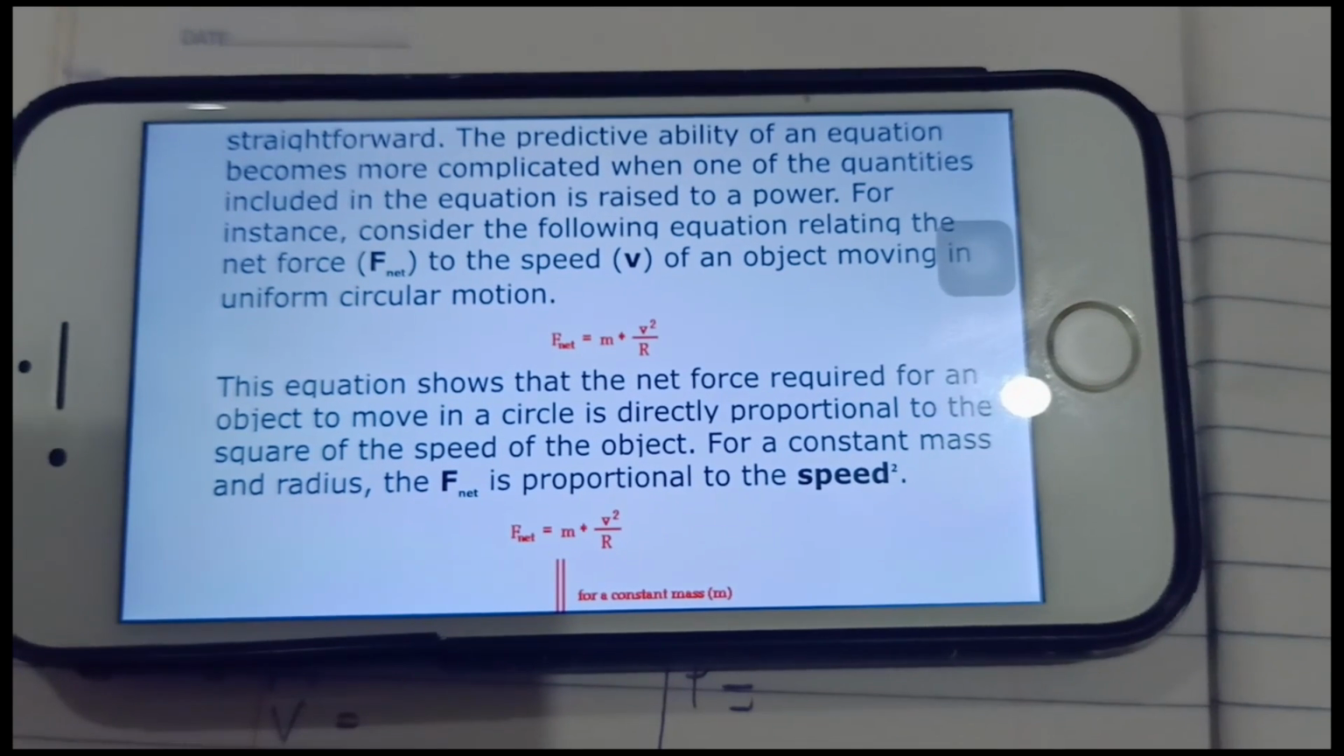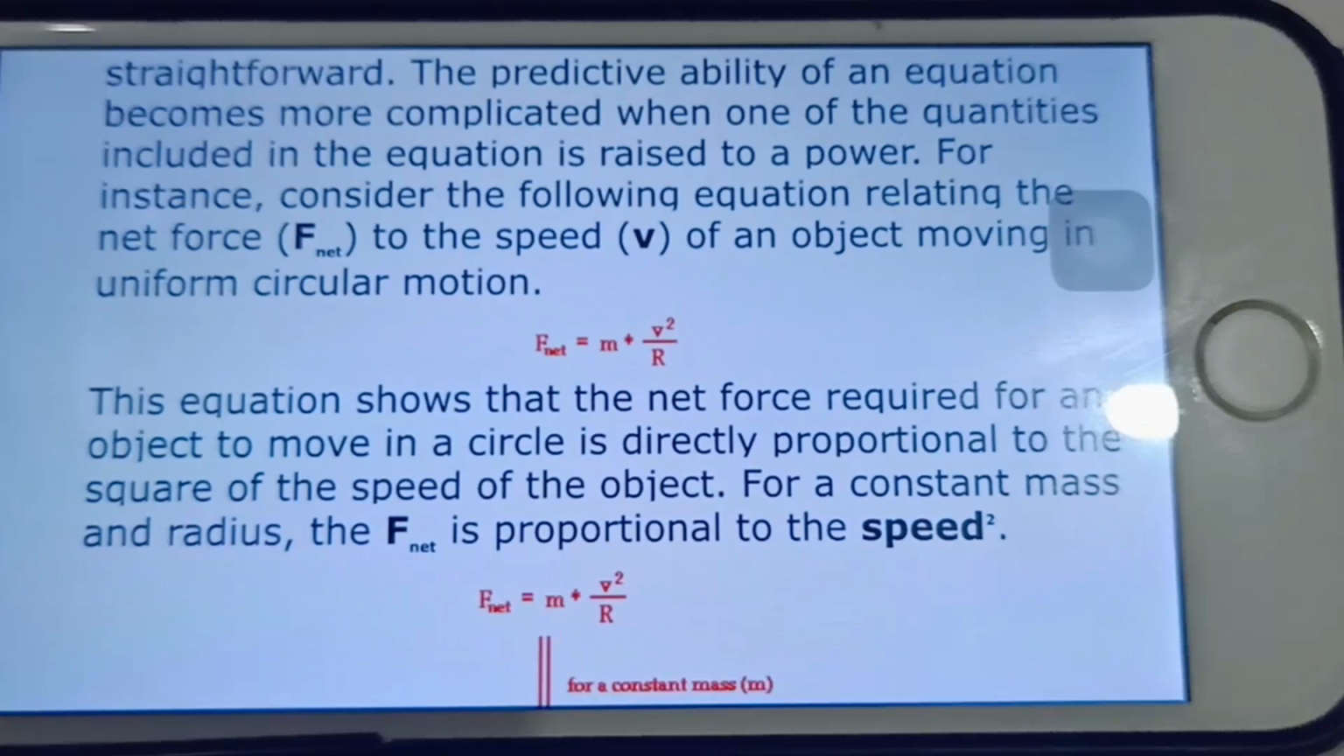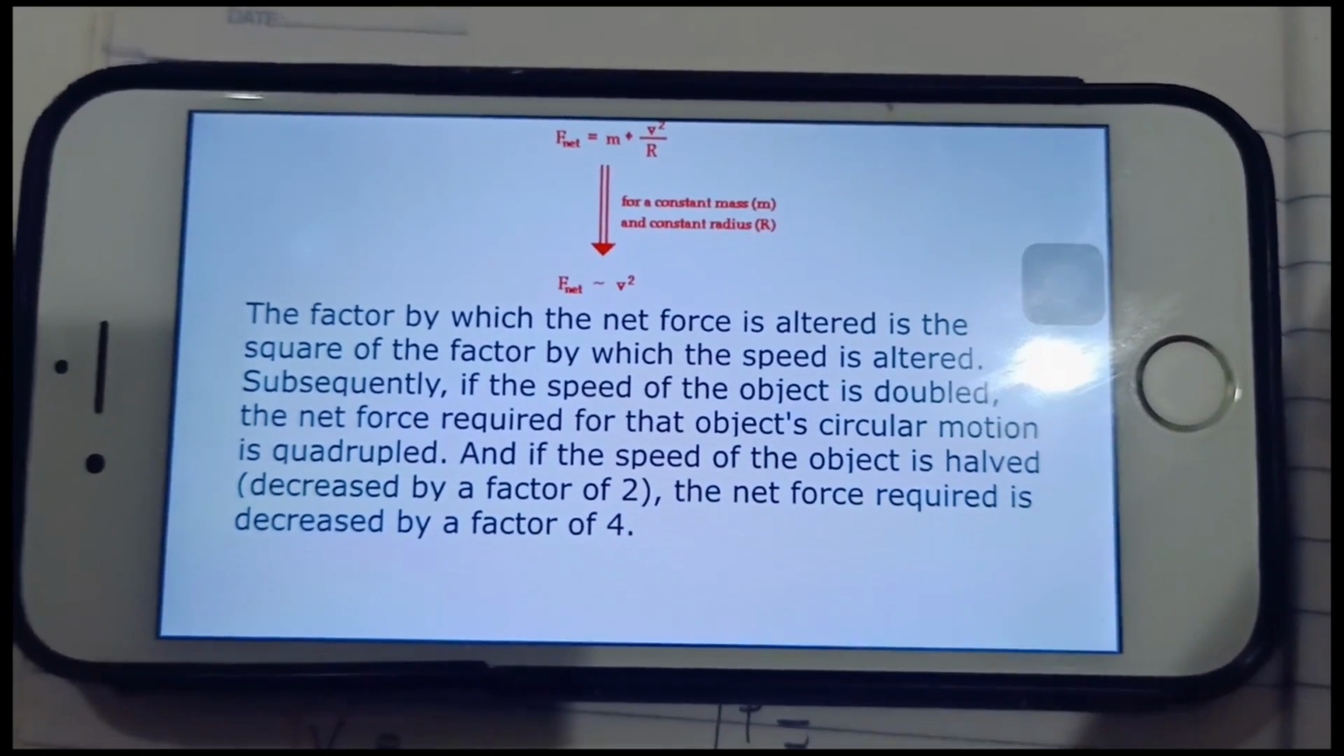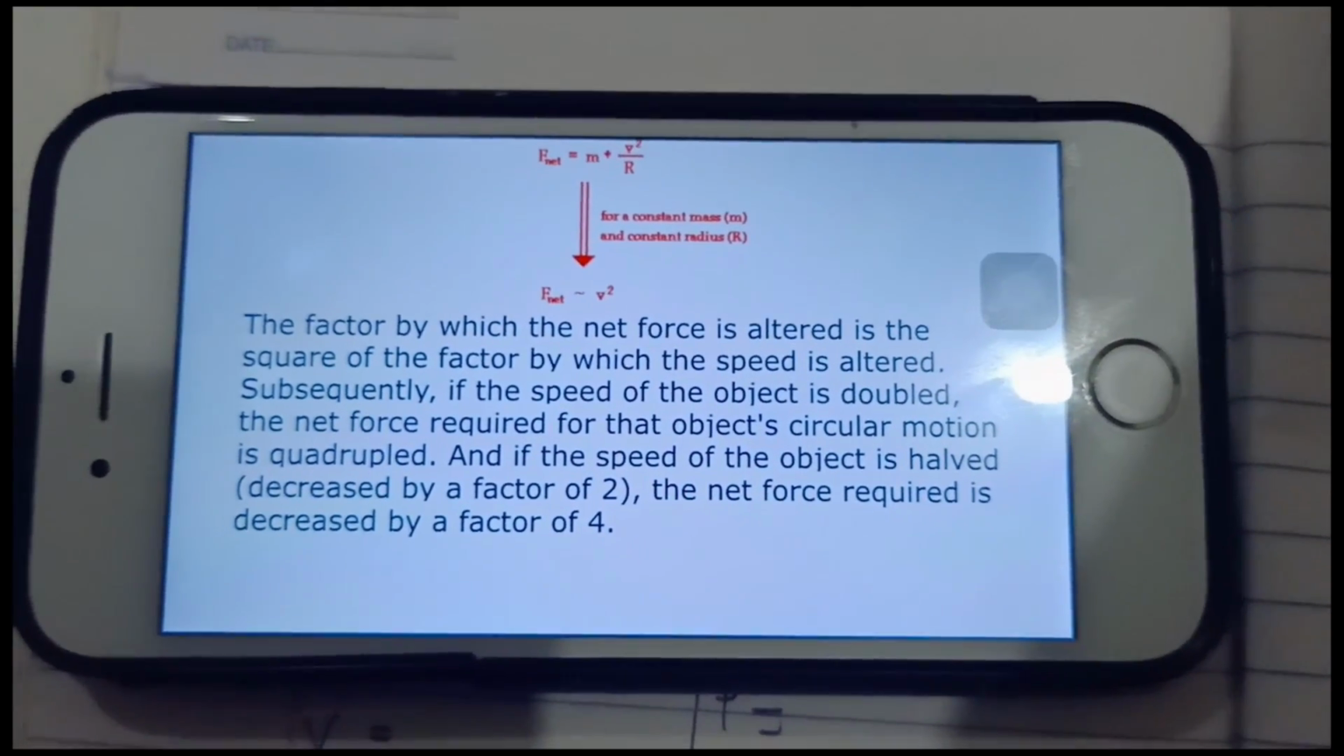For a constant mass and radius, F net is proportional to v squared. The factor by which the net force is altered is the square of the factor by which the speed is altered. Subsequently, if the speed of the object is doubled, the net force required for that object's circular motion is quadrupled, and if the speed of the object is halved, decreased by a factor of 2, the net force required is decreased by a factor of 4.